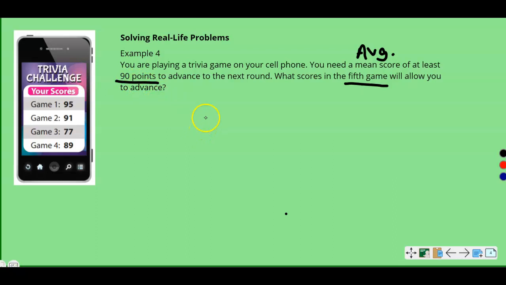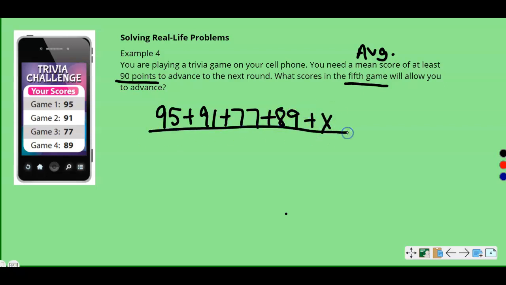Okay, so we're going to look at it. We got 95, plus 91, plus 77, plus 89. And then we have a 5th game that we don't know yet, so we're going to call it x. All right, so we got 1, 2, 3, 4, 5 scores. And we need the average to be at least 90 or higher, so we're going to do greater than or equal to.